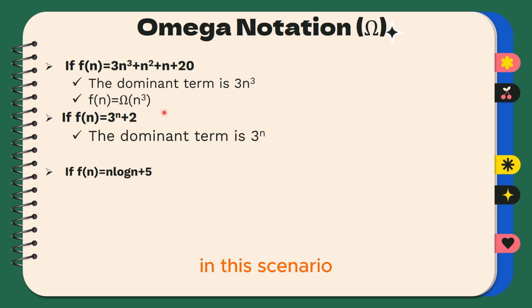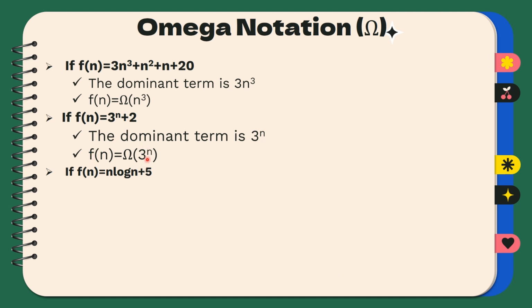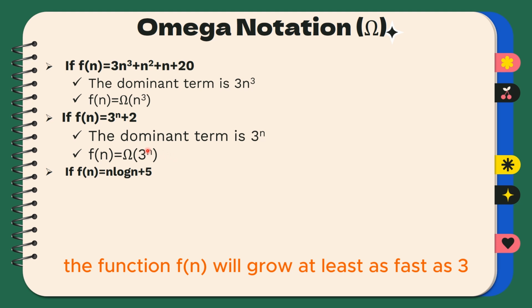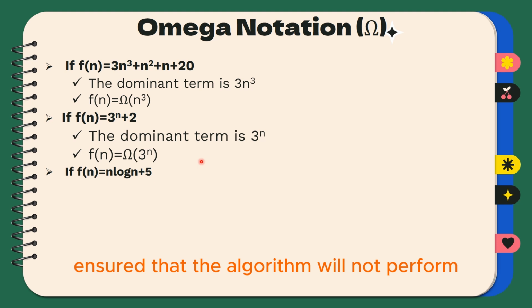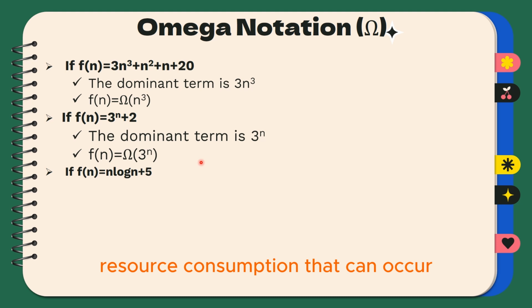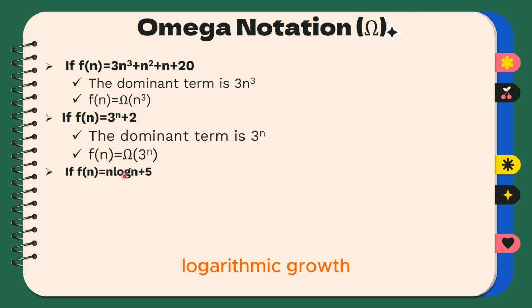In this scenario, we express our finding as f of n equal to big omega of 3 to the power of n. This notation reveals that for larger values of n, the function f of n will grow at least as fast as 3 to the power of n. This insight ensures that the algorithm will not perform worse than this exponential growth rate, highlighting the rapid resource consumption that can occur. Finally, let's consider a function that showcases logarithmic growth.